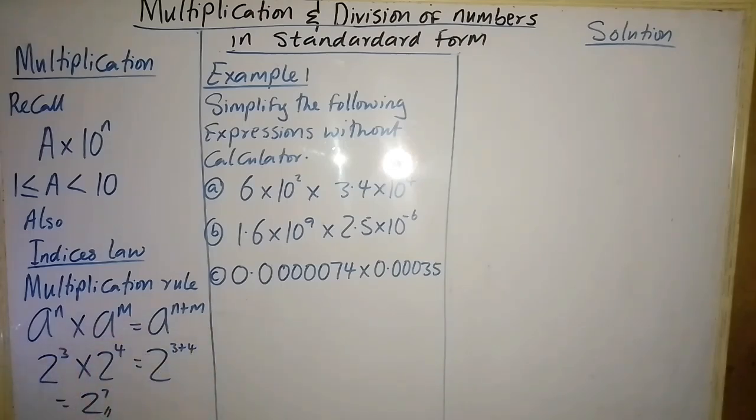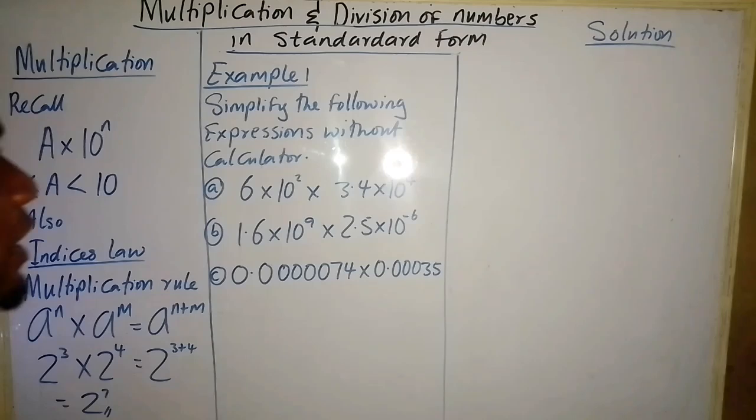Let's take a number. In the case where we have base 2 raised to power 3 times base 2 raised to power 4, since they have the same base, we say base 2 raised to 3 plus 4, and 3 plus 4 gives us 7. So our answer is 2 raised to power 7, or we say 2 exponential 7.